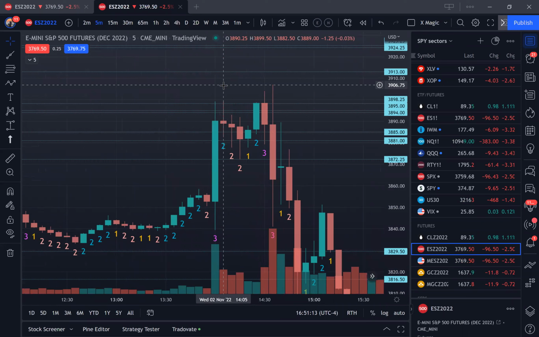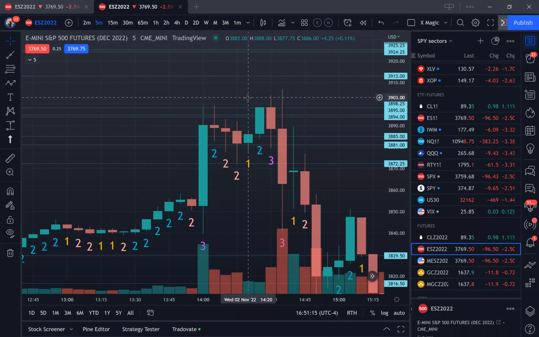And were you short or long? I shorted it. I shorted that candle. I had one target at 3877. Stop loss at the high.